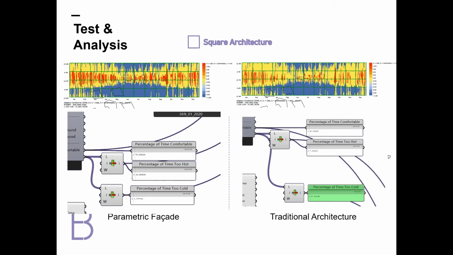Then, for the retest result of the square architecture in January, Ladybug tests the comfortable degree of the whole facade and the traditional architecture, which means no facade architecture. The yellow color is the comfortable temperature for the residents. According to the data, the percent of time comfortable for the parametric facade architecture is around 76, but the traditional facade architecture is 55. In addition, the parametric facade also could improve the too cold situations.